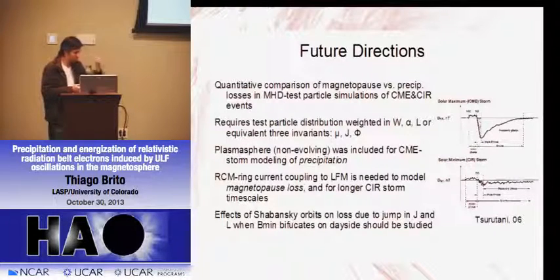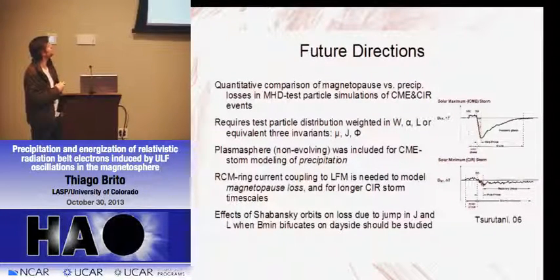So these are the future directions that I want to add to this research: to do a better comparison between magnetopause and precipitation, and to investigate, instead of only CMEs, CIR storms. I need a weighted particle distribution to do that. And I didn't talk about this, but I used a non-evolving plasmasphere for my simulation. Because the periods are so short, it's not a big problem.